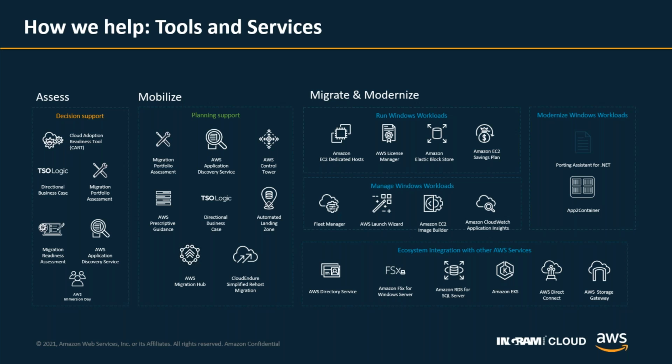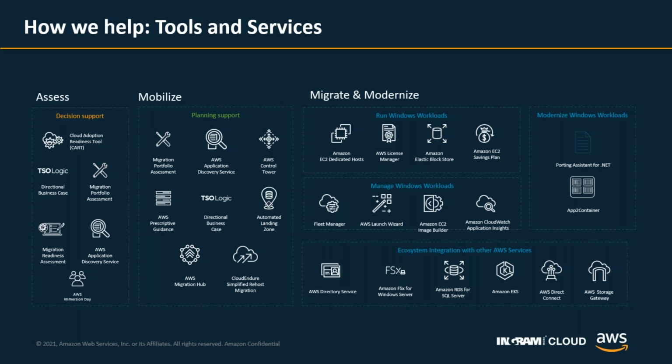Finally, the migration and modernize piece. So you can run Windows workloads just on EC2 instances, and you can leverage things like the Amazon Elastic Block Store and things like savings plans to really drive that cost down. In terms of managing those workloads, you can use the Fleet Manager and also the Image Builder to manage your Amazon machine images, and then also Amazon CloudWatch for general monitoring.